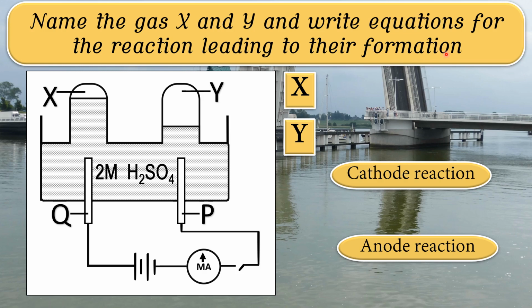So here they want us to mention the gas which is going to be produced here at X and the gas that is going to be collected here at Y. And we also write the equations that lead to the formation of those gases. We are using the electrolyte, which is 2-molar sulfuric acid. So we have X and Y. Which gases are those?